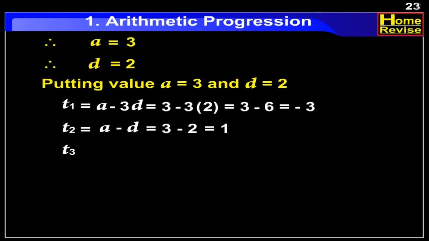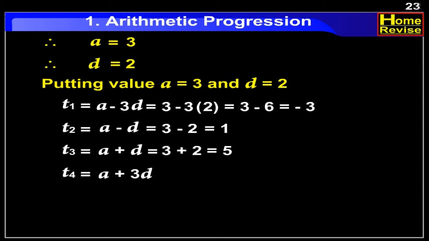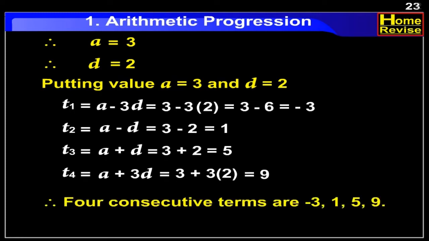Further, T3, that is third term, is equal to a plus d, is equal to 3 plus 2, which is equal to 5. T4, that is fourth term, is equal to a plus 3d, is equal to 3 plus 3 into 2, which is equal to 9. Therefore, the four consecutive terms are minus 3, 1, 5 and 9.